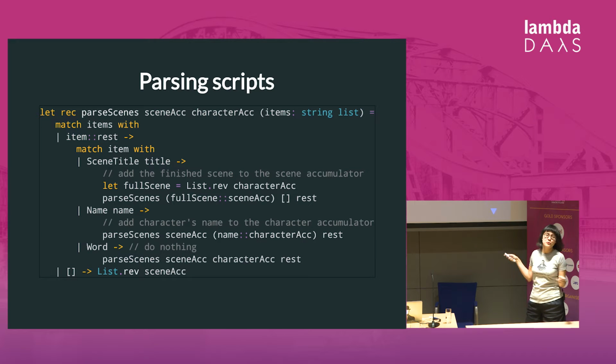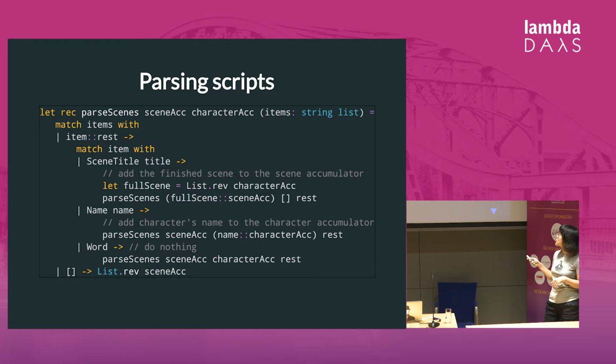And wouldn't it be nice if you could do something like, if it's a scene title, then just give me the title of the scene and parse characters that are in the scene. And if it's a name, then just give me the name and go on, parse the names until we get to a scene title again. And if it's something else, then just go on and skip it. So this is what it actually does.